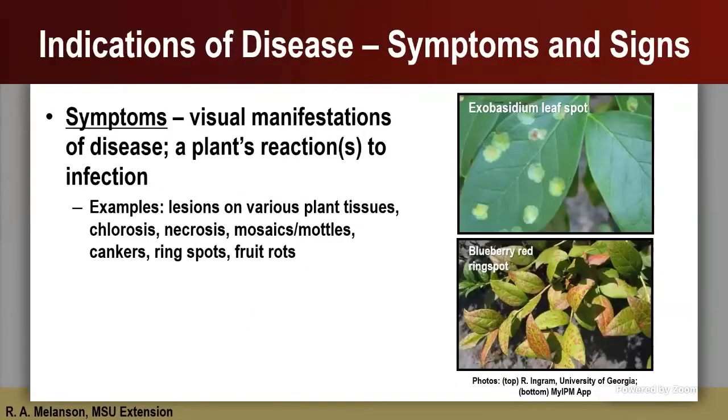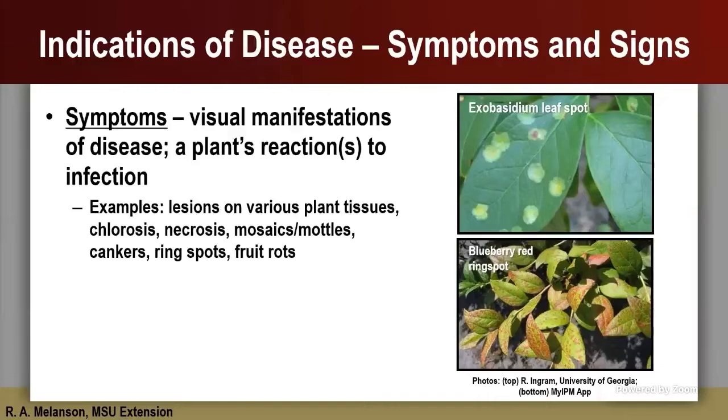How do you know that you have a disease? Well, there are symptoms and there are signs. Your symptoms are the plant's reaction to infection. In blueberries, some common symptoms include lesions on various plant tissues. You could have chlorotic or necrotic tissue.